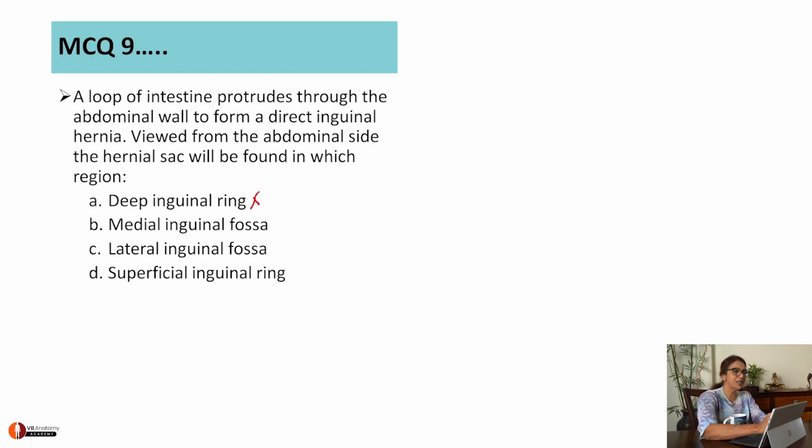Never. If it's deep, it has to be an indirect inguinal hernia. Would you see it in the medial inguinal fossa? Possible. Would you see it in the lateral inguinal fossa? No, the lateral inguinal fossa is always an indirect inguinal hernia. Would you see it at the superficial inguinal ring? Sitting inside, you can't see the superficial inguinal ring, so it is not this. It is likely to be the medial inguinal fossa.